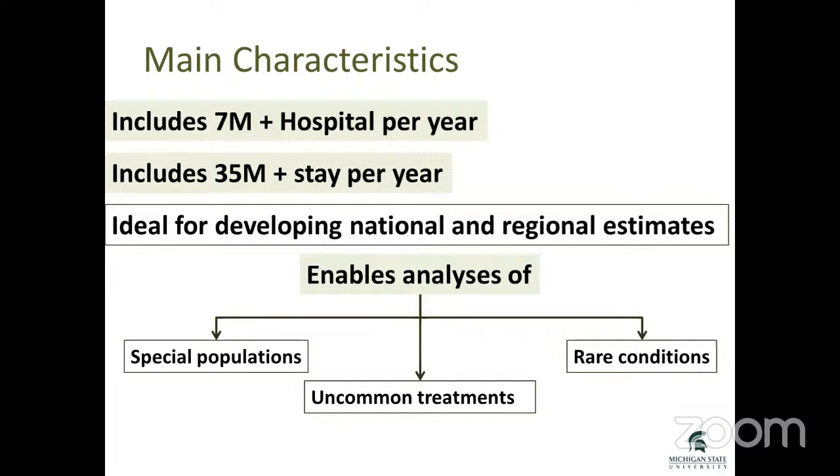We have the main characteristics of NIS. It includes 7 million hospital stays per year, representing about 35 million stays nationally per year. That means the hospitalizations or patient admissions per year, so the data changes every year. It is ideal for developing national and regional estimates and enables analysis of special populations, common treatments, and rare conditions.